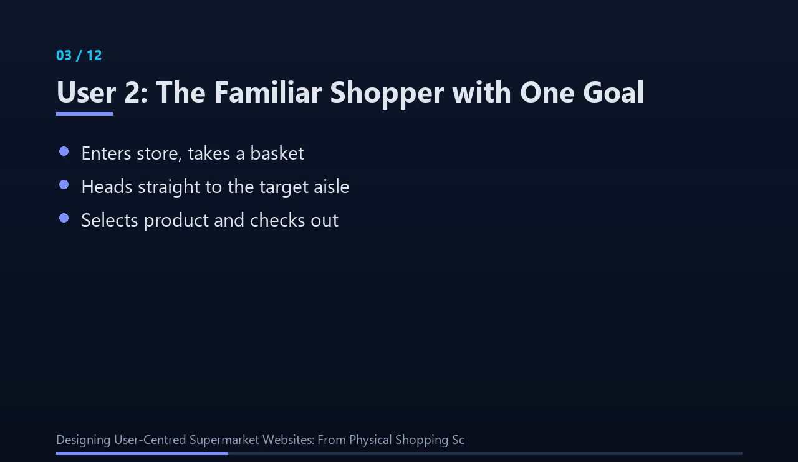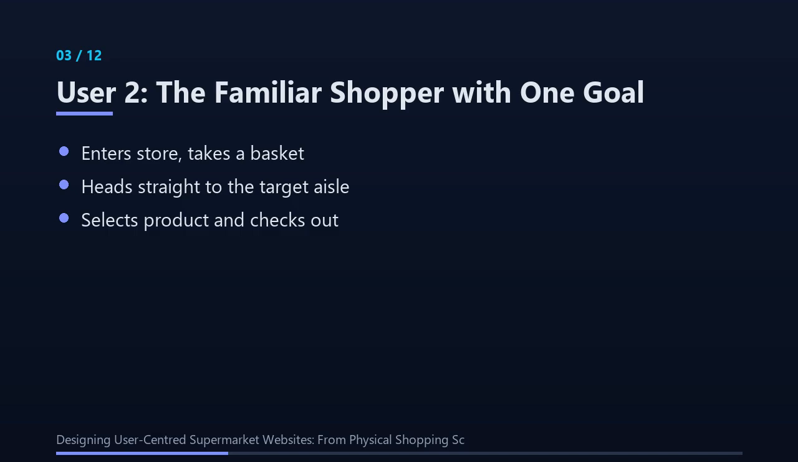Contrast this with a seasoned shopper who knows exactly where the coffee is located. Their script is concise, they walk in, pick up a basket, and march directly to aisle 7 where coffee is displayed. After choosing a preferred brand, they proceed straight to the checkout lane. No trolley, no list, no wandering.